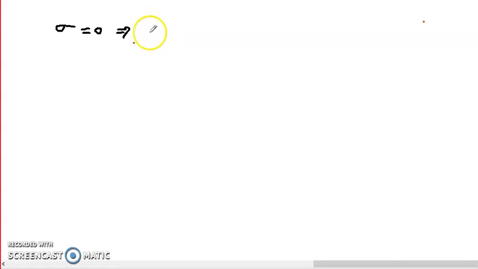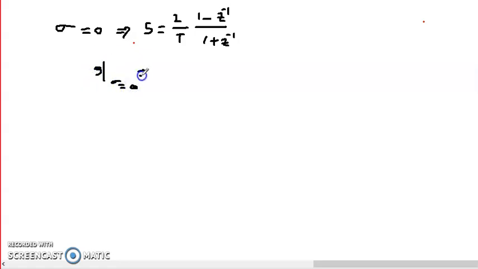When sigma is 0, this will imply S. What is S? S is 2 by T, (1 minus Z^-1) by (1 plus Z^-1). So when S, under the assumption that sigma is 0, it will be equal to j omega.